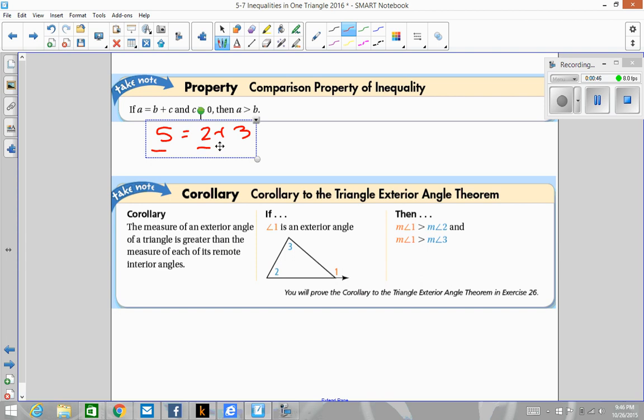Which is bigger? The A is bigger because I had to add another number to it just to get equal to the A. Right? So the measure of an exterior angle of a triangle is greater than the measure of any one of its remote interior angles. Remember that we knew the exterior angle, angle 1, was equal to angle 2 plus angle 3. Well, this is just like the comparison property above. We know that angle 1 has to be bigger than either one of these two other angles.